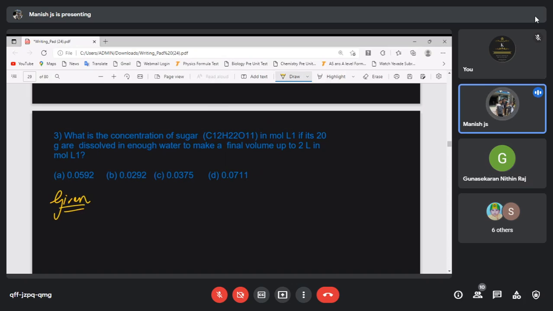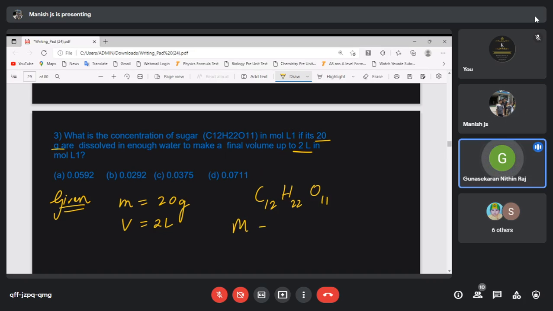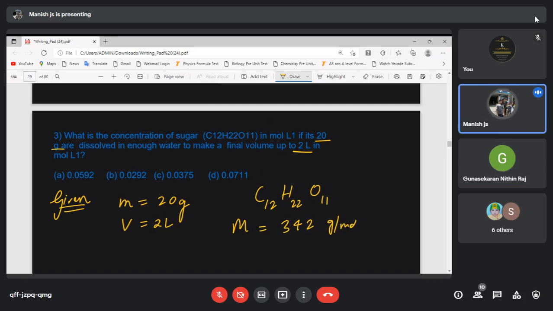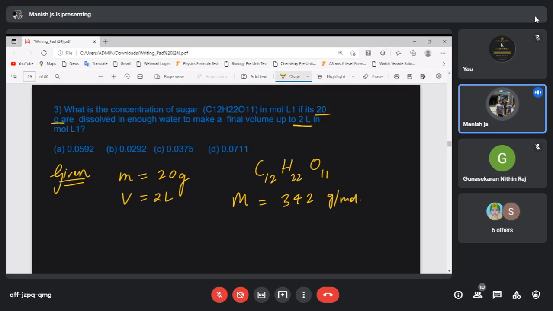Okay, m is equal to 20 grams. Then, where are you going? Don't you think volume is also given? 2 liters? Yes, sir. 20 gram is there, 2 liters you can see, which is nothing but volume. And molar mass of sugar, we have to get. They have given you the formula, C12, H22, O11. So find its molar mass and keep it. 342 grams per mole. Yes, 342 grams per mole. So you find that and keep it, it is easy for us to substitute. That is also ready.